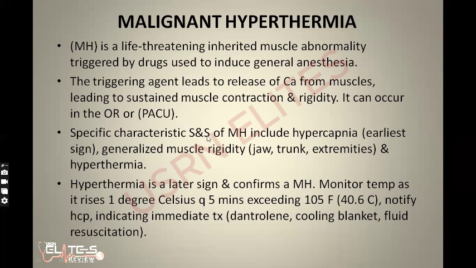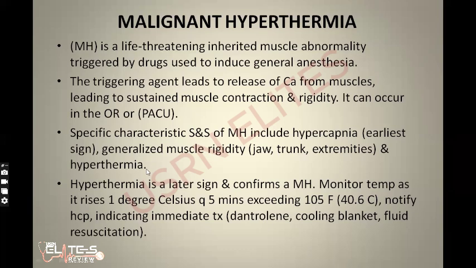Specific characteristic signs and symptoms of malignant hyperthermia include hypercapnia, which is the earliest sign. Then you tend to have generalized muscle rigidity. So you see jaw clenched, and everything will be very rigid. The trunk, extremities, and everything will be very, very rigid.